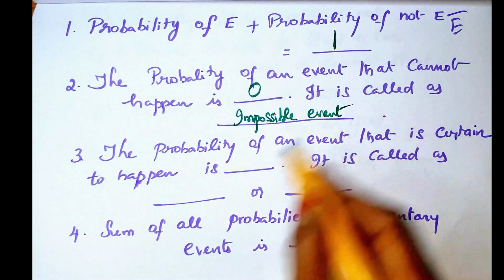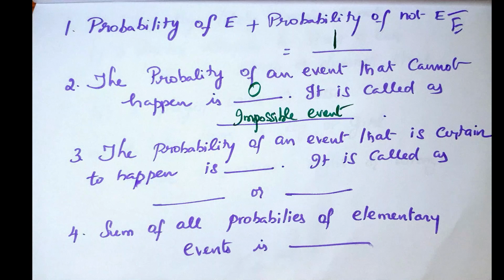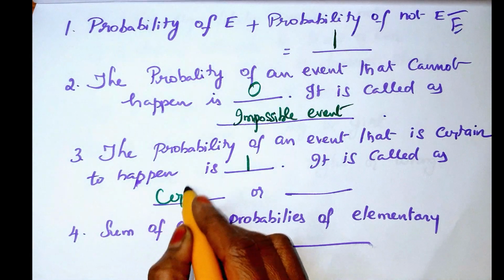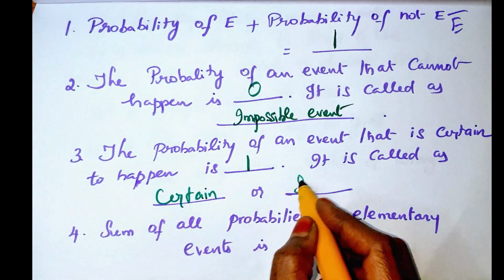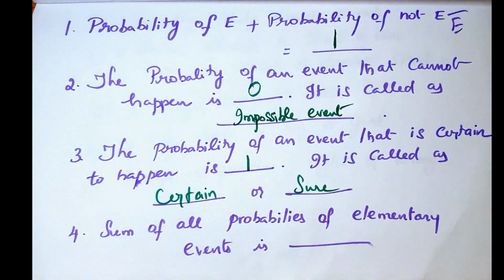Am I right? And the probability of an event that is certain, we know that it will happen. A certain event means only that will happen, and there is no chance for anything else. So that is the only option we have. So it has the probability 1. So what are the names we have for that? That is the certain event or sure event. Okay. And the sum of all the probabilities of elementary events is 1.